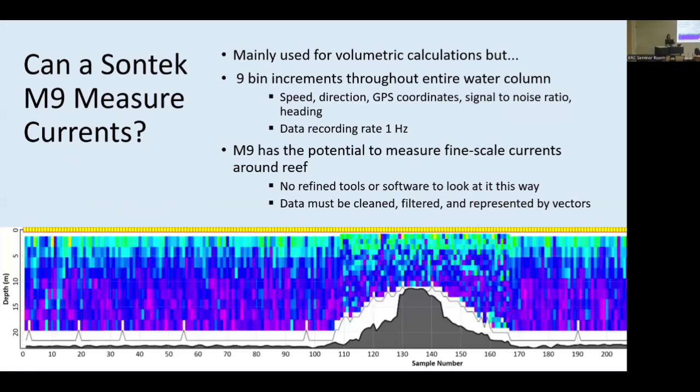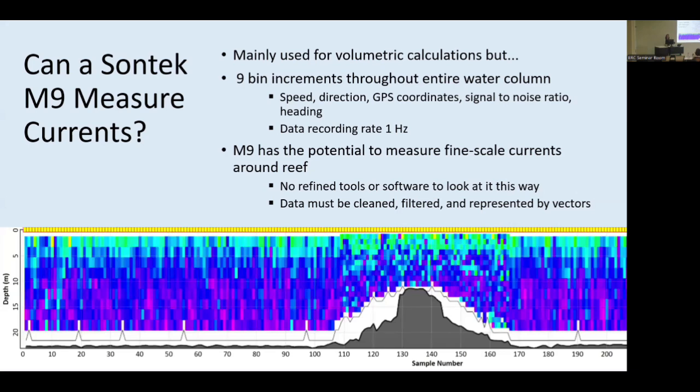So can it measure currents? Absolutely. These are used usually in rivers to get volumetric calculations. However, it has the ability to measure 9-bin increments throughout the entire water column. So in each one of these pixels, we're able to get speed, direction, GPS coordinates, signal to noise ratio, heading, as well as some other metrics, and we're getting data once per second.